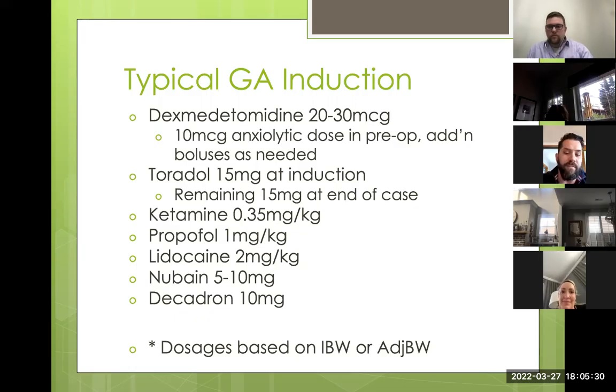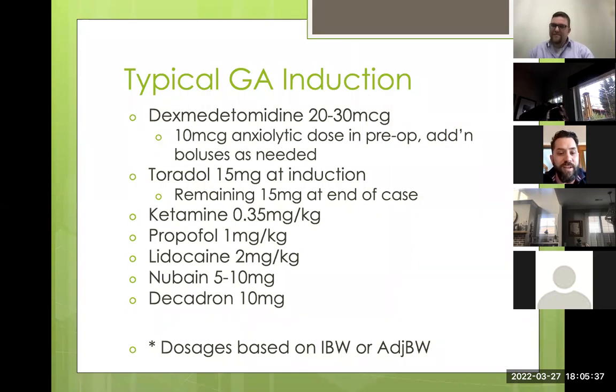After they've gone to sleep, that's when I give the Decadron. Don't give 10 milligrams of Decadron as you're pre-oxygenating your patient, because they're going to respond to you. They're going to have some perineal burning. So give it after you've gone to sleep, but preferably before incision.